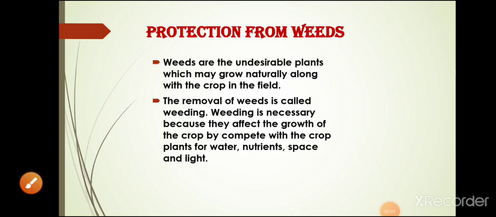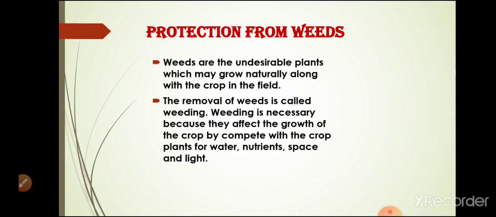Weeding is necessary, or you can say weeds are required to be removed from the fields. Why? Because they compete with crop plants for their basic needs like water, sunlight, nutrients and space. Different types of weeds grow naturally with different crops during the different seasons of the year.